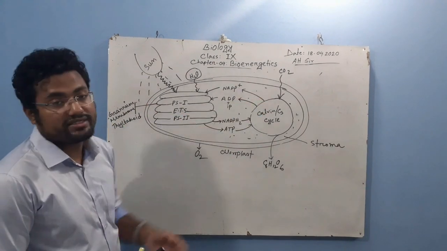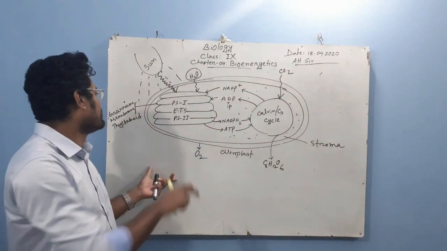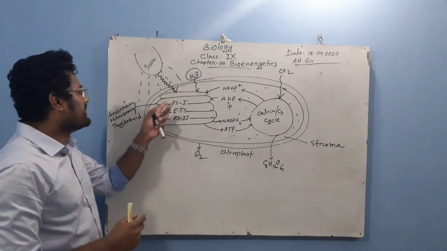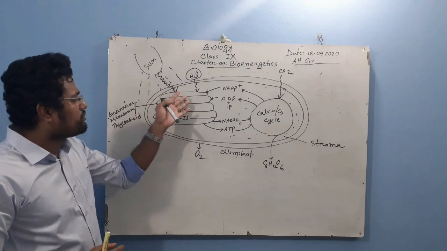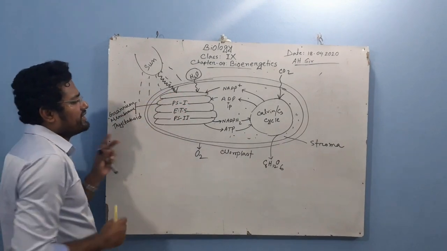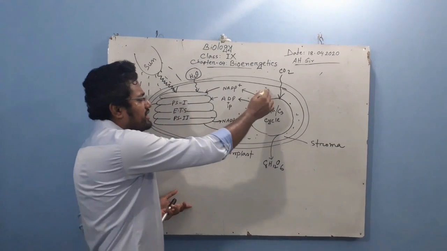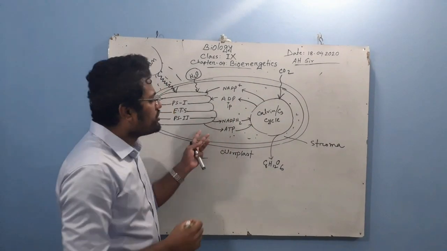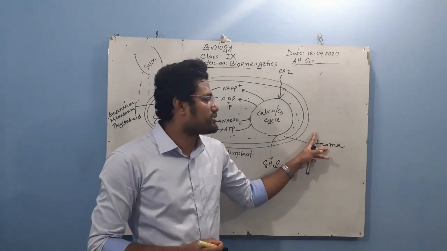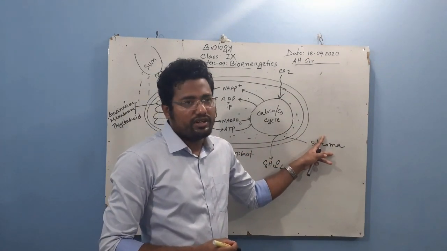Students, this is the chloroplast. We know that inside the chloroplast a lot of grana are present, and each small unit of granum is basically called a thylakoid. Inside the chloroplast, the liquid portion which is covered by a double layer membrane is called stroma. In the stroma, a lot of enzymes are present.